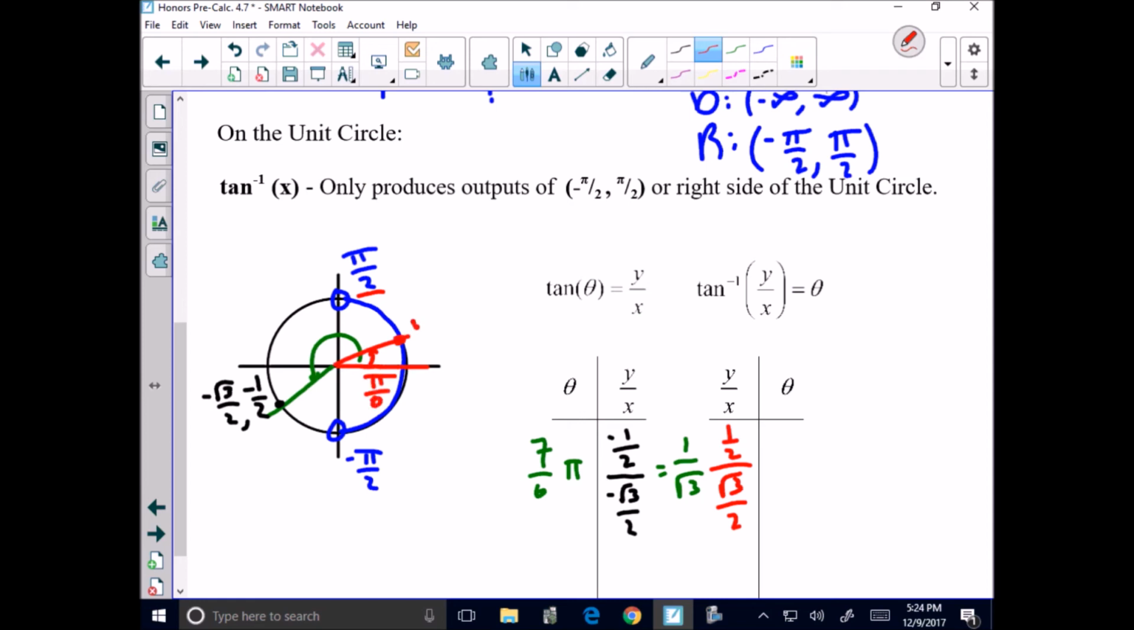where we see the x value of square root of 3 over 2 and the y value of 1/2. So right here we would evaluate that 1 over square root of 3 as 1/2 divided by square root of 3 over 2, and that happens on the right side of the unit circle at a rotation of pi over 6. Okay, so we're going to give some of these a shot.